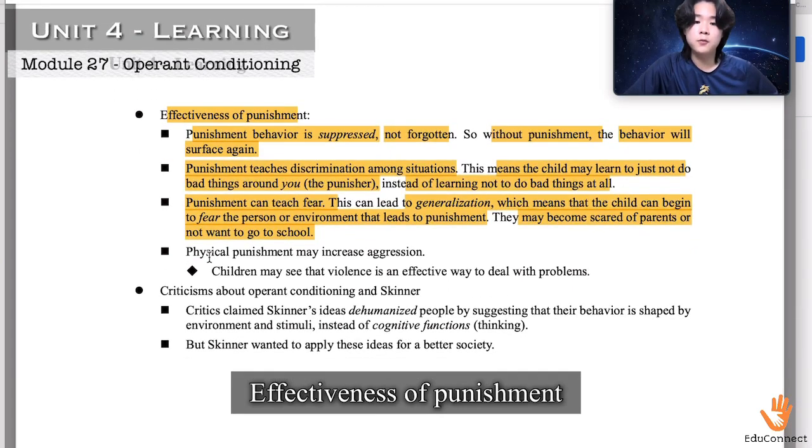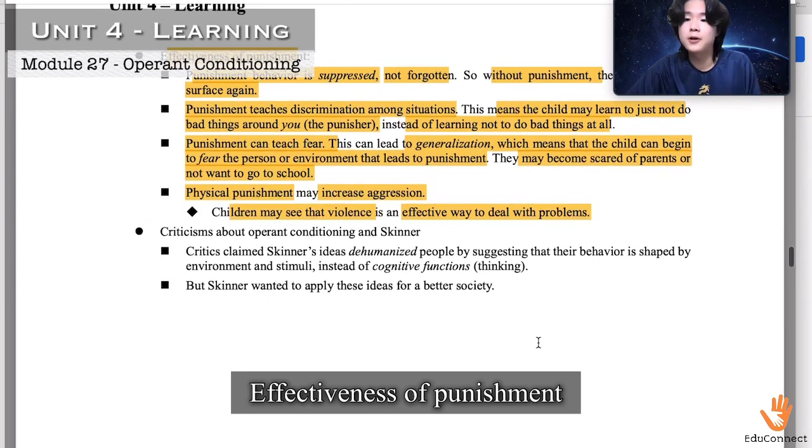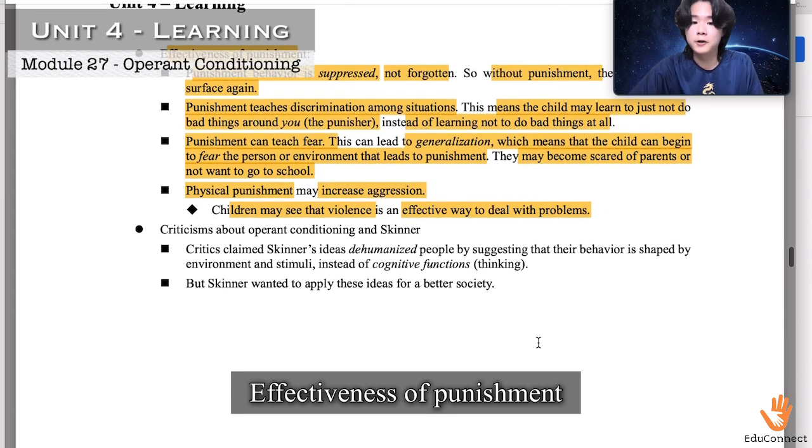And physical punishment, which is totally unacceptable, may increase aggression. Children may see that violence is an effective way to deal with problems because you are treating the child with violence, right? Therefore, whenever you grow up to be parents, please don't apply physical punishment to your children. That is a very, very bad thing that you don't want to happen. And it may also bring bad effects for the child.